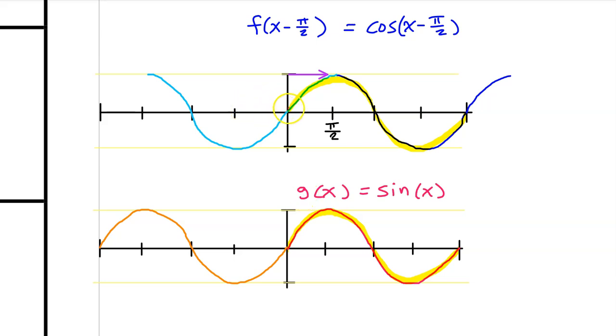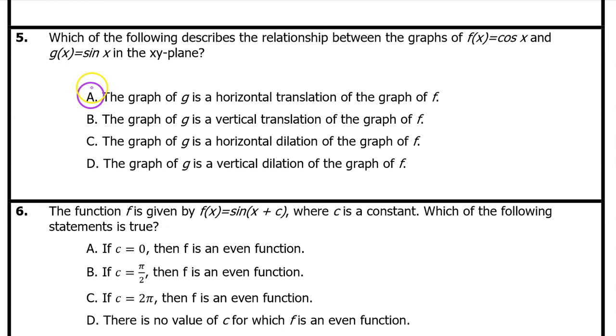Notice that shifting the graph of cosine pi over 2 to the right makes it equivalent to the sine function. In other words, g of x is a horizontal translation of f of x. So the answer to number 5 is A.